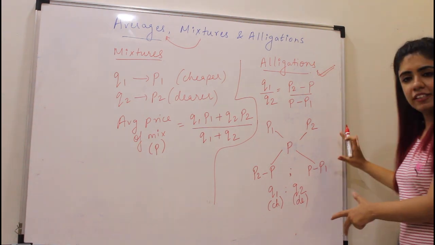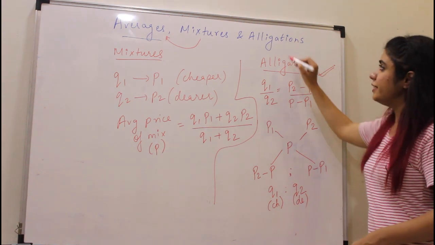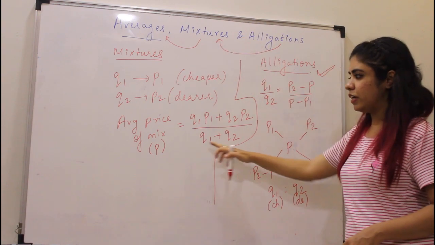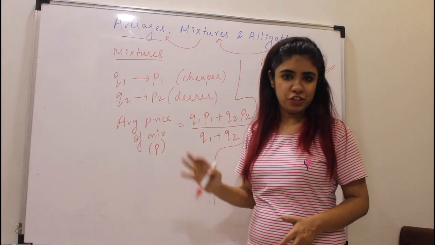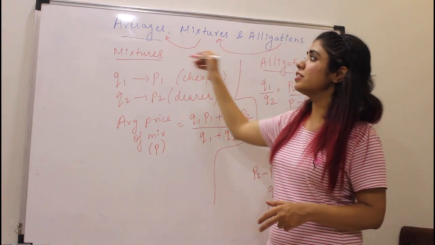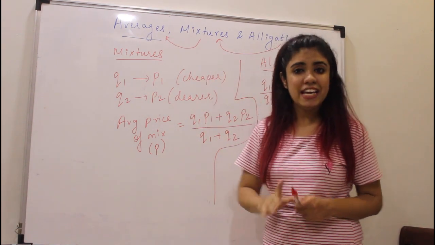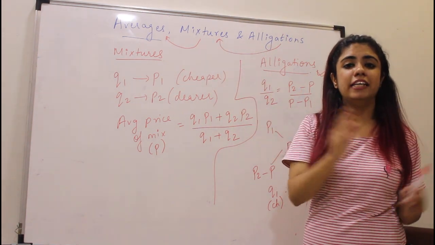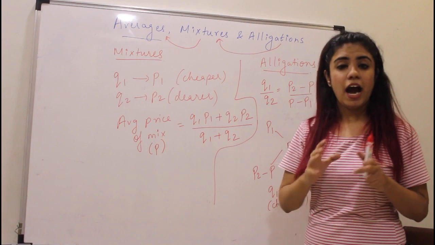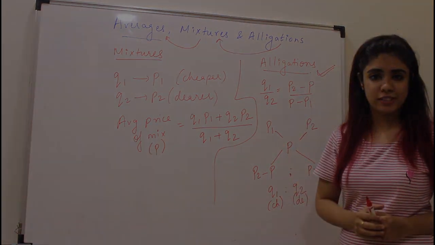So if you understand, alligation is derived from mixtures because we are using this formula, and mixtures is derived from averages. Hence your AMA, averages, mixtures, alligations come together. I hope this clears your concept.